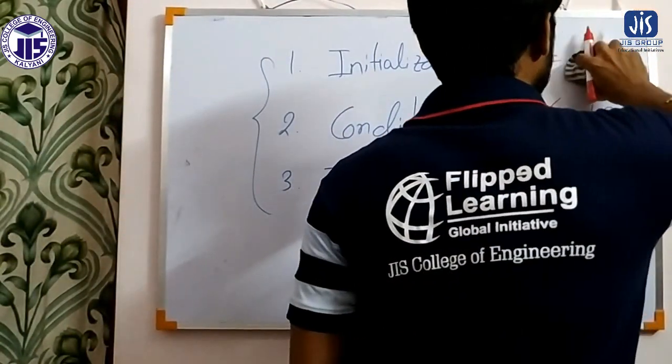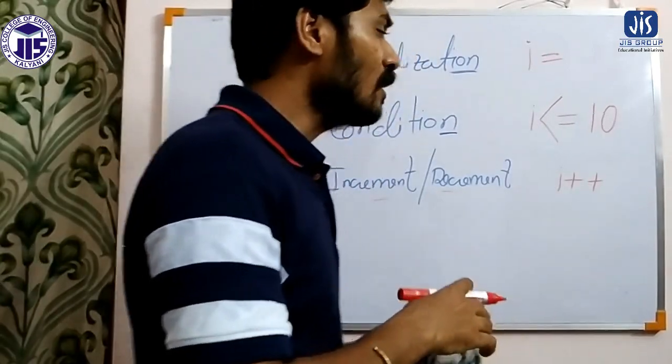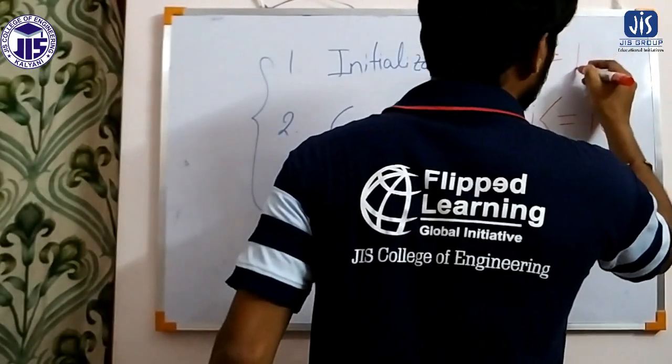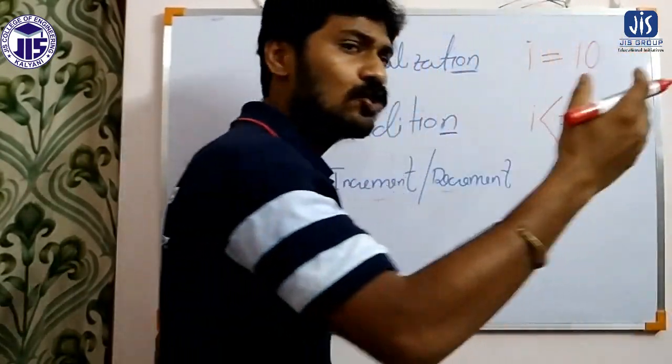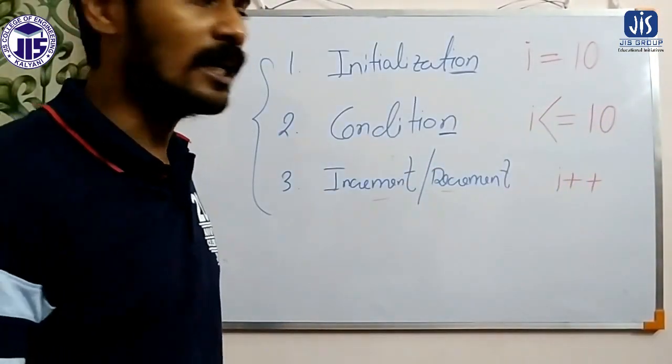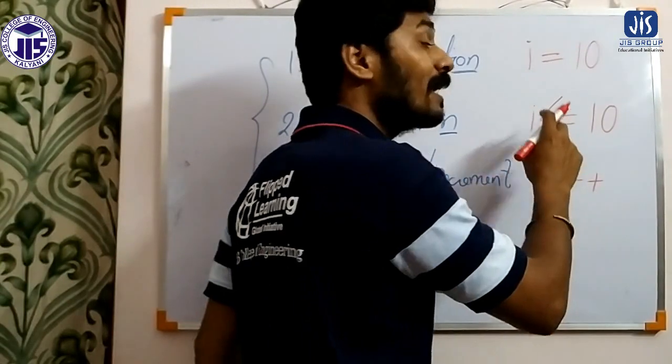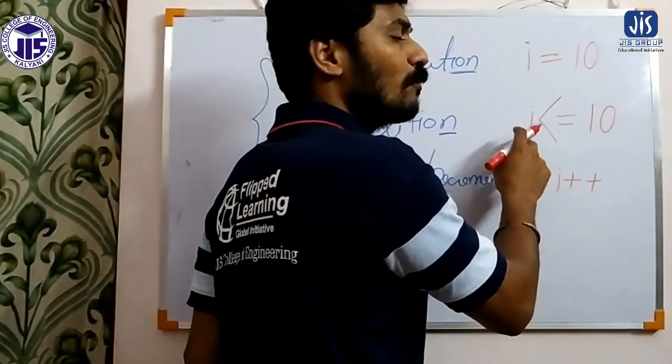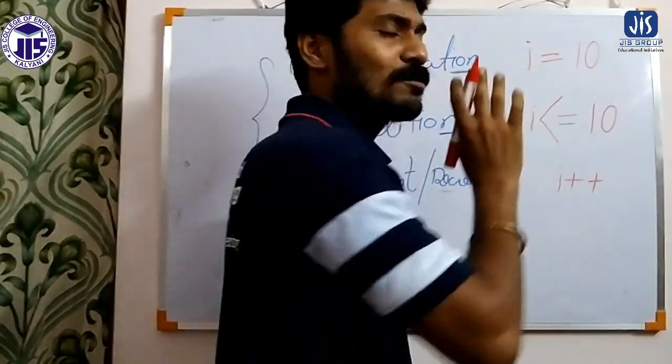So in that way, by changing the value of I, once the value of I reaches 10, the condition will still be true. The condition is satisfied because we have used less than or equal to. So when the value of I is 10, it will still satisfy the condition.